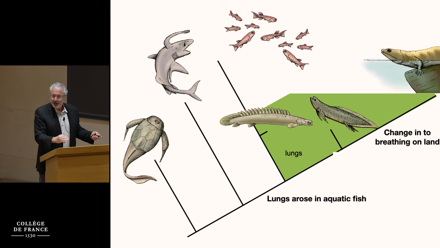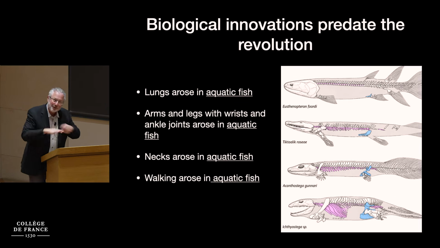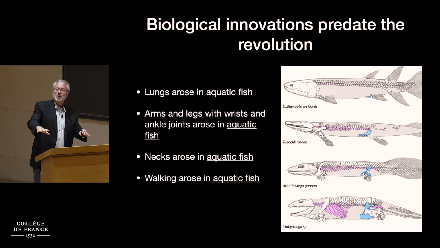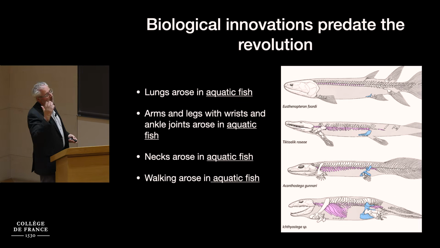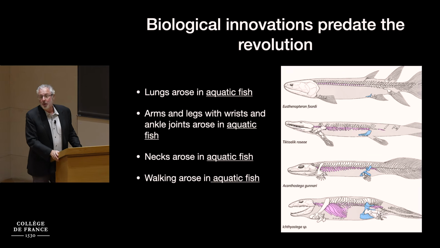And that's the general theme, at the genetic level, at the developmental level, at the morphological level. The biological innovations that are necessary for revolutions predate the revolution itself. They're used in a different context. They're tinkered with, as Jacob would say, during the revolution. This is recapitulating a point we made in the second lecture, but now with a new emphasis. Lungs, as I mentioned, arose in aquatic fish. Arms and legs with wrists and ankle joints arose in aquatic fish. That's the first lecture. Necks arose in aquatic fish.